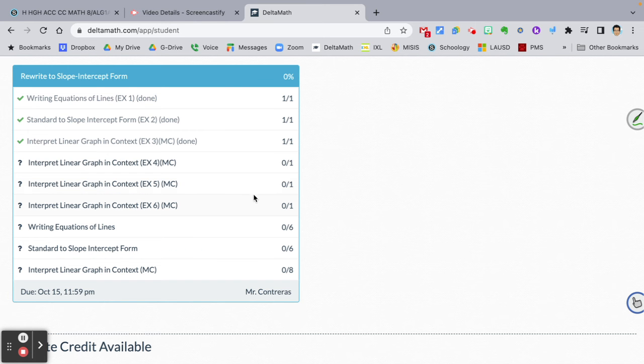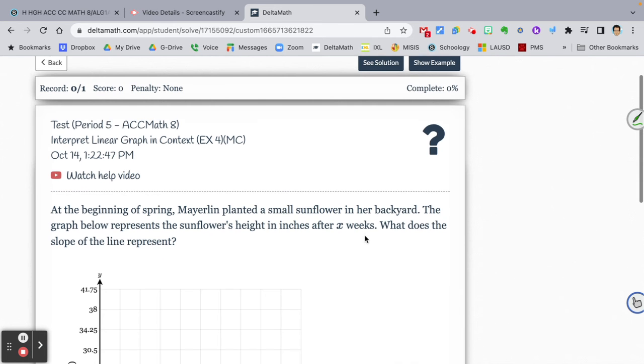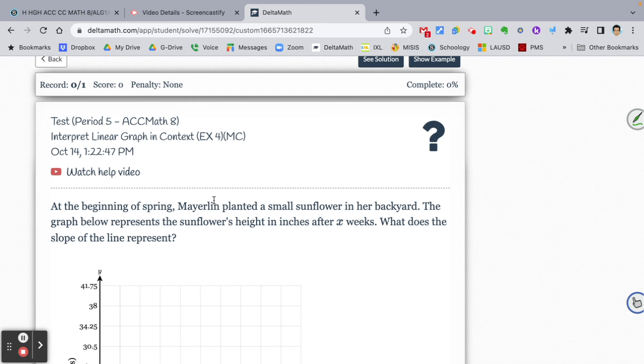Okay. So let's do the next one. We have another situation for example 4. So click on example 4. At the beginning of spring, Marilyn planted a small sunflower in her backyard. The graph below represents the sunflower's height in inches after X weeks. What does the slope of the line represent?